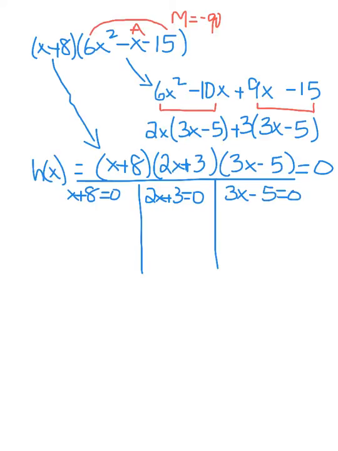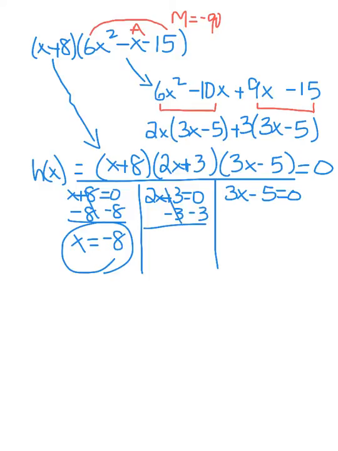Okay, so for the first factor, I'm going to subtract 8 from both sides, and one of my zeros is negative 8. There's my first 0. Okay, let's take the middle. So I'm going to subtract 3 from both sides, which will give me 2x equals negative 3. And then I'm going to divide both sides by 2. So I have x equals negative 3/2. So there's my second 0.